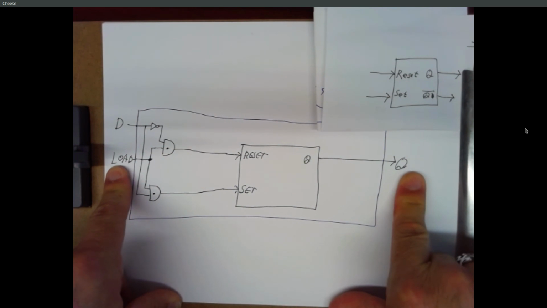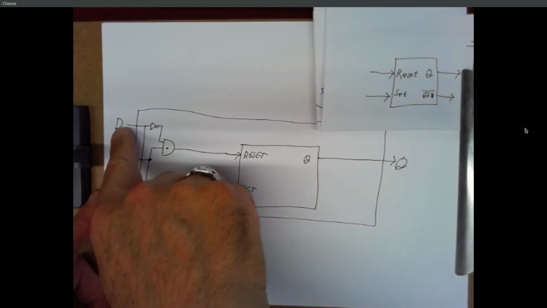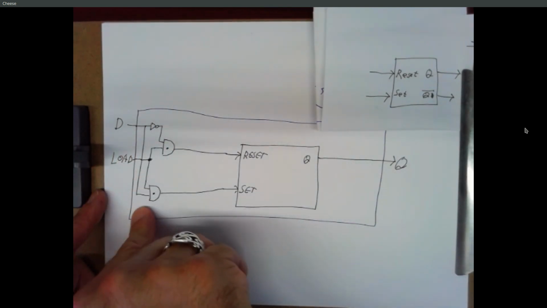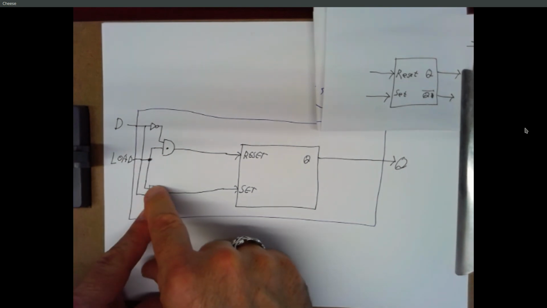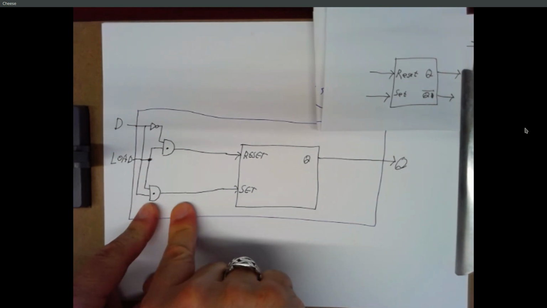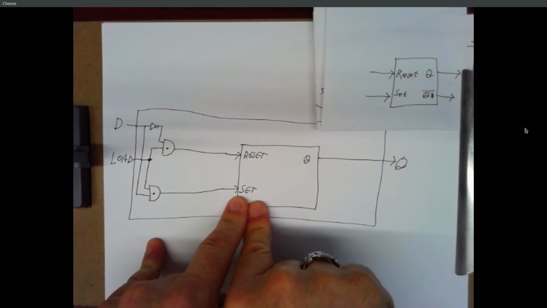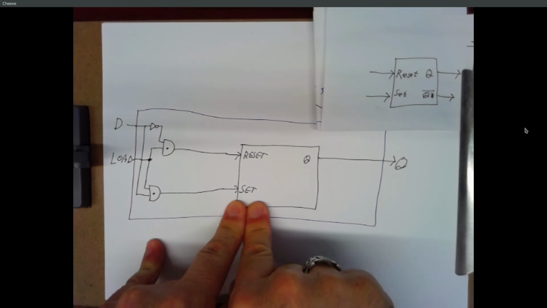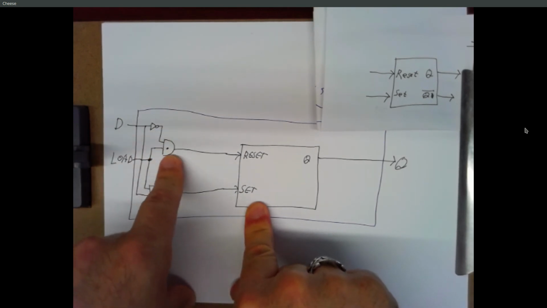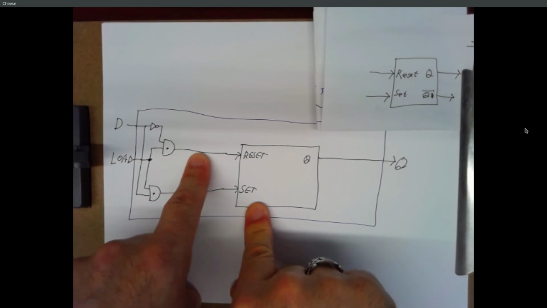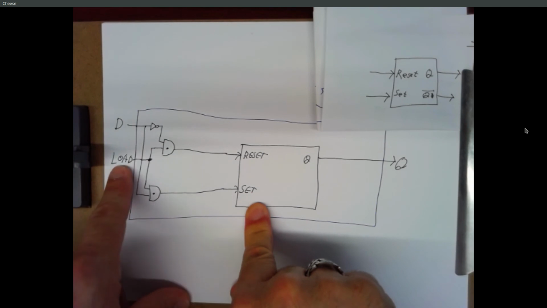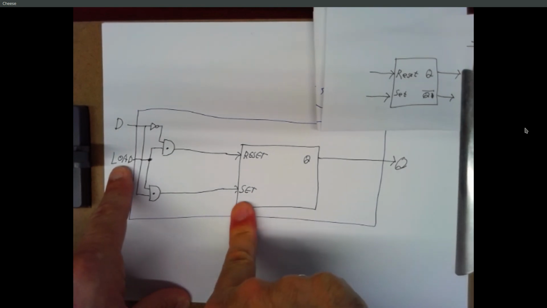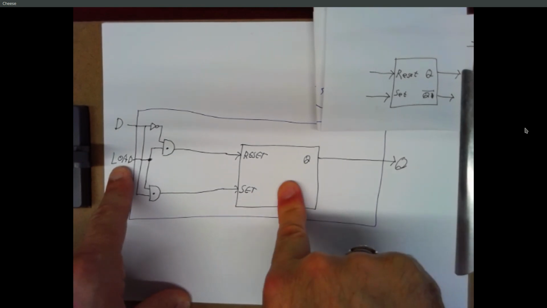Suppose the load line is 1 and D is a 1. So D is a 1, comes down here. This input to the AND gate is a 1 from D. Load is a 1, so this input is a 1 too. 1 ANDed with 1 is a 1. The set line goes high. But since D gets inverted, this AND gate has a 0 and a 1. The output is 0, reset is low. So if D is 1 and load is 1, the set input is turned on, and this thing is going to load a 1.